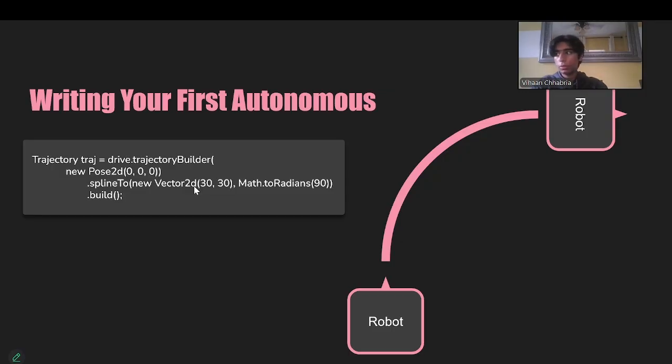or whatever other movement you want, and then you do dot build. So in this case, we would say spline2 and new vector 2D, and then 30 inches and 30 inches. So those would be 30 inches to the right and 30 inches in front. And then we also want to turn 90 degrees. So math.to radians would just convert our 90 degrees to radians.